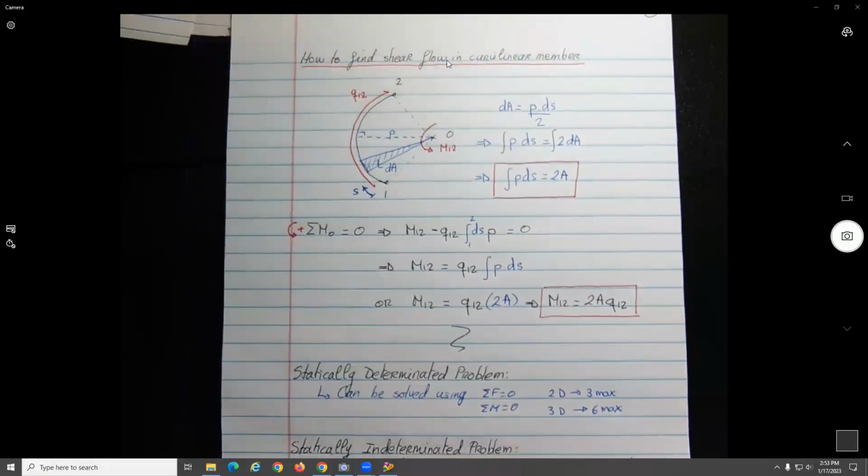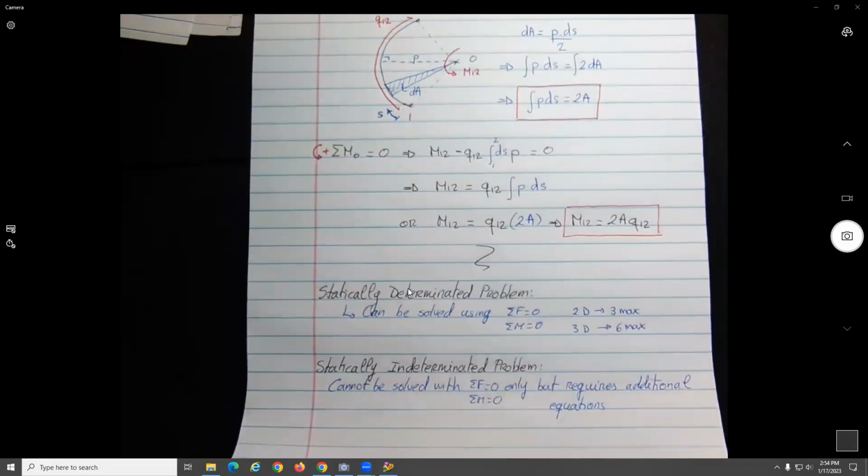So we look at how to find the shear flow in the curvilinear. We say this is the element. We look at this element here, whose area will be the length P times the width ds divided by 2, for the area of a triangle. So we can approximate the term P ds by 2A. We take the moments about O. So moments: shear flow times distance, which will be ds between 1 and 2, times the arm P. And we get this expression over here. You can calculate M12 using this expression, or you can approximate it with this expression here.